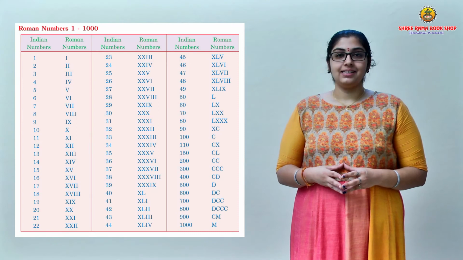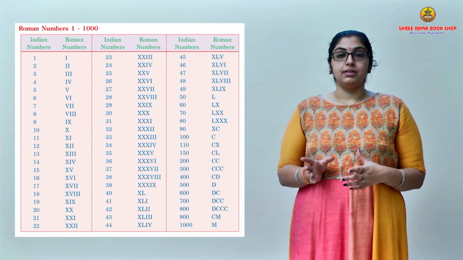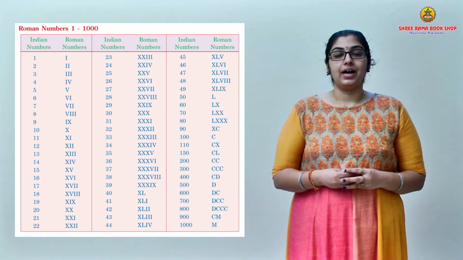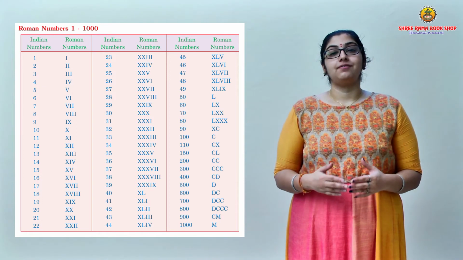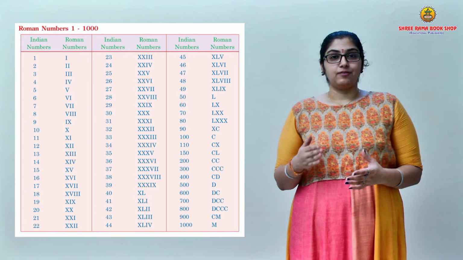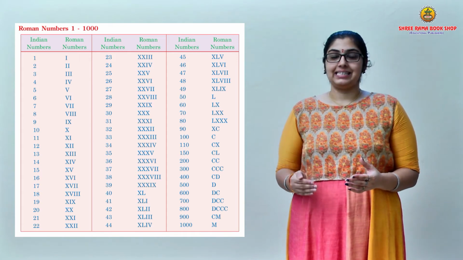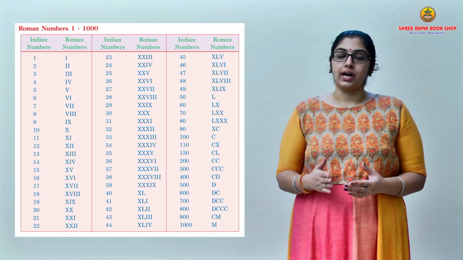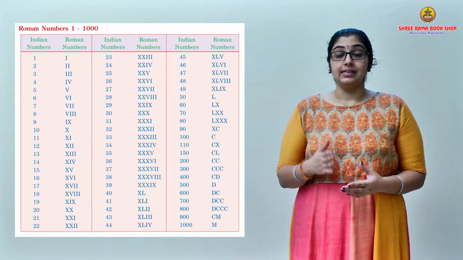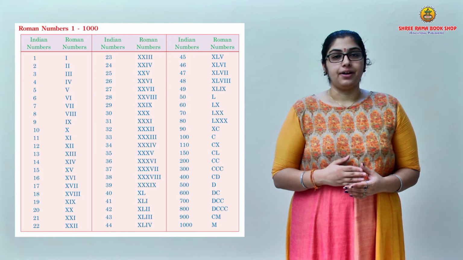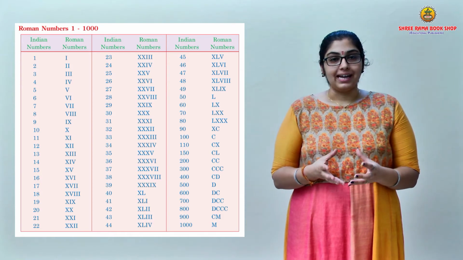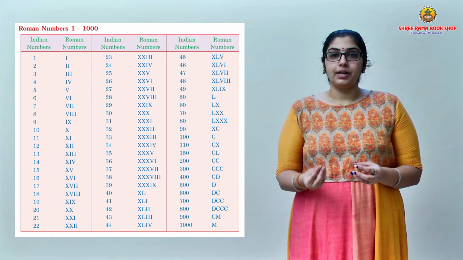Now we will see the chart where we have numbers from 1 to 1000, right? On the chart you can see numbers 1, 2, 3, 4, 5, 6 to 50, then 60, 70, 80, 90, 100, then 200, 300, 400, 500, 600, 700, 800, 900 and 1000. So you can see on the chart what values represent the Roman numbers, right?